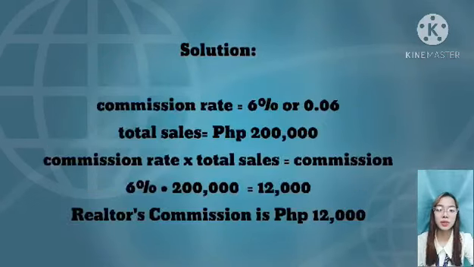So here's the solution. The commission rate is 6% or 0.06 and the total sales is 200,000. Commission rate times total sales equals commission. So 6% times 200,000 equals 12,000. The realtor's commission is 12,000.